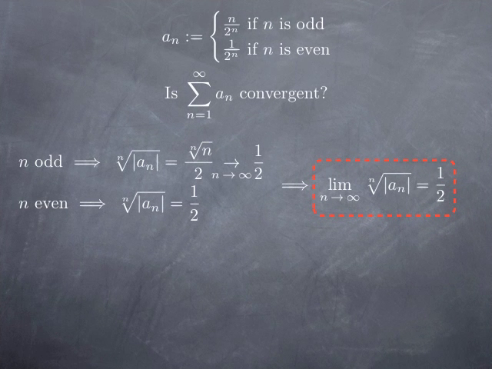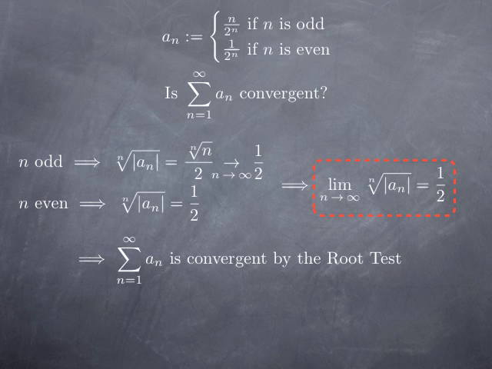So going back to our example, we had seen that the limit of the nth root of the general term was 1/2, which is less than 1. So by the root test, this series is convergent. In that case, we can conclude directly by applying our criterion without having to combine different criteria.